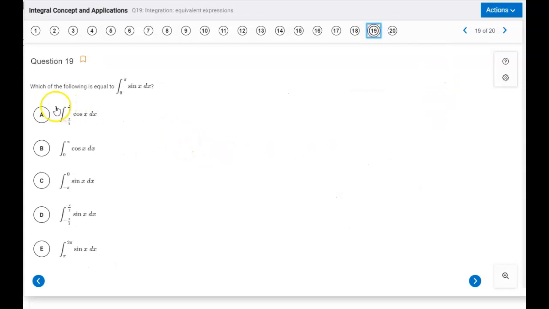Okay, number 19. We're almost there. Which of the following is equal to this integral? Well, I'm not sure if there's a more awesome and fast way to do this, but the only way I can think of is to just find the answer and then see which one of these has the same answer. So the integral of sine is negative cosine. And then we just go ahead and plug the stuff in, right?